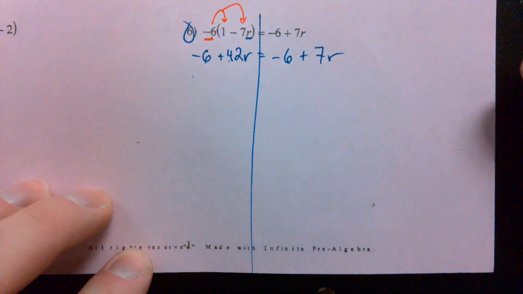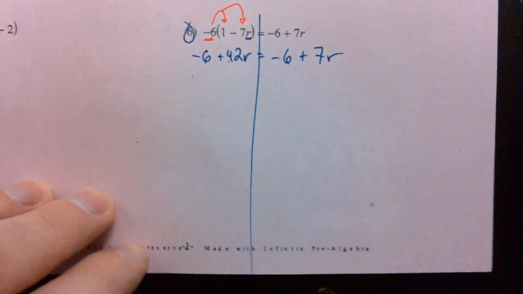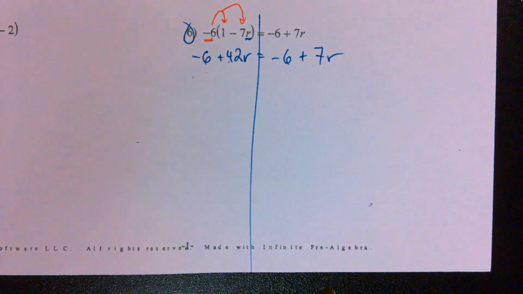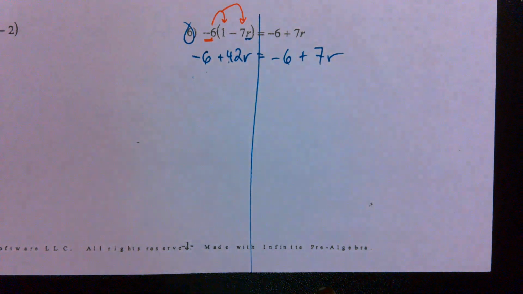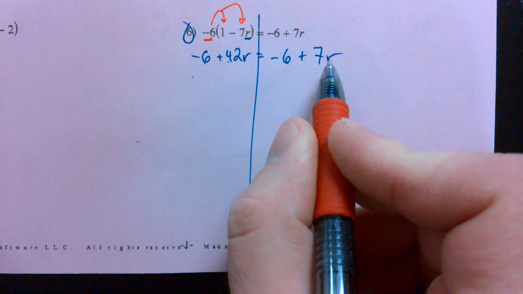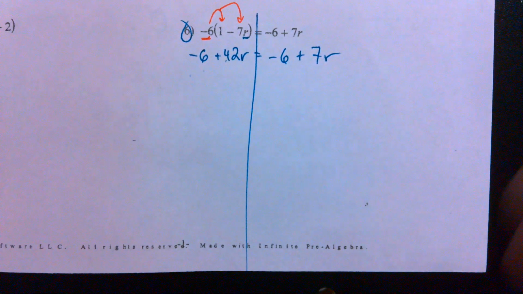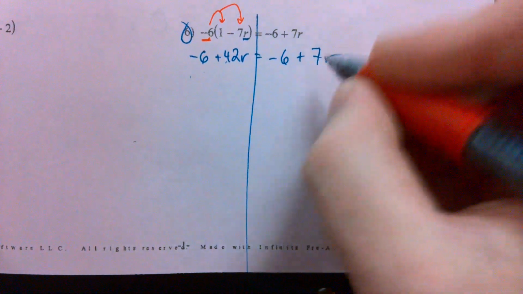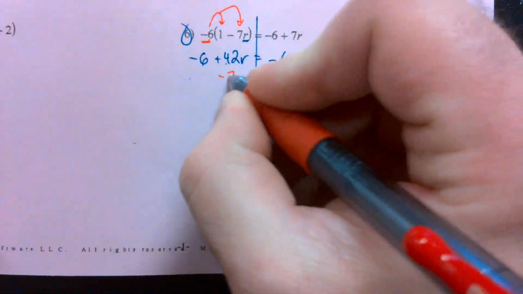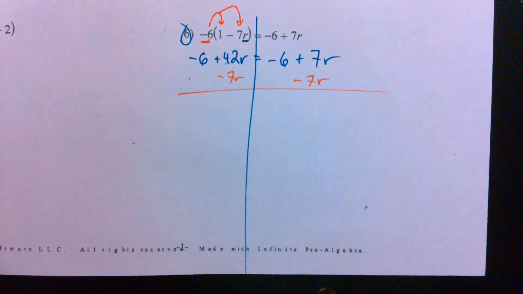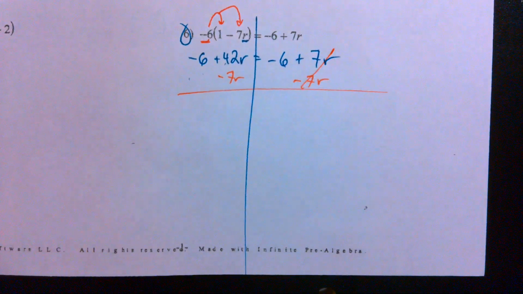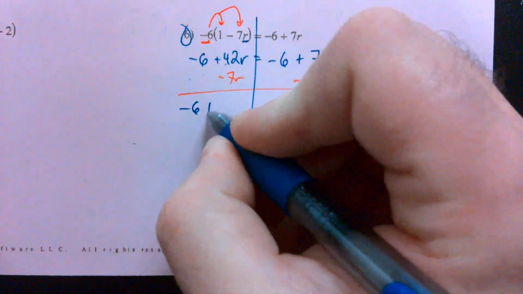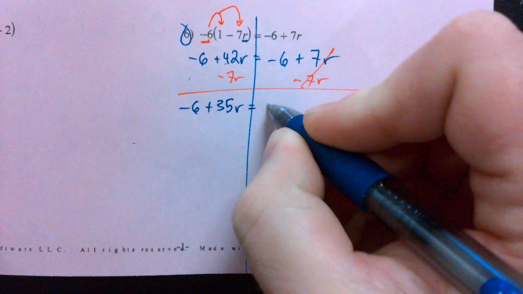What is next? We're going to minus what? -6. If we're following our 7 steps, the first thing to do is to move your variable term to the left. So we're going to keep with that. How can I bring +7r to the left? -7r. What happens to my 7r's on the right? They cancel out. What is 42 minus 7? 35r. Great job. 35r.